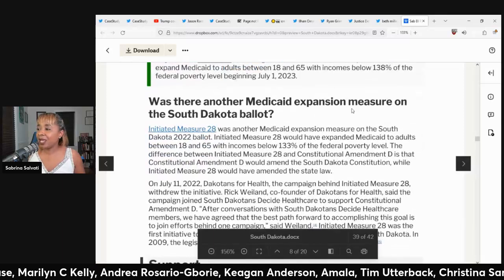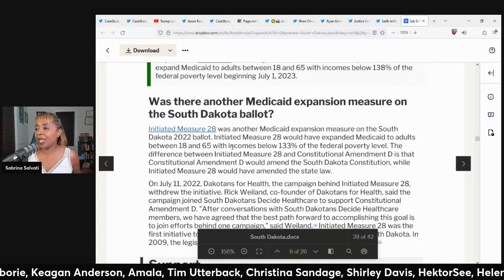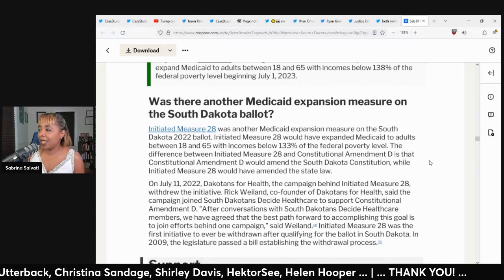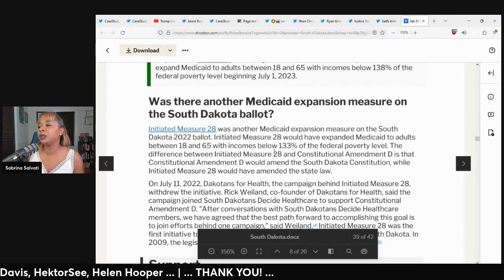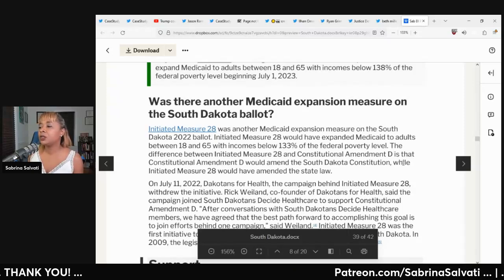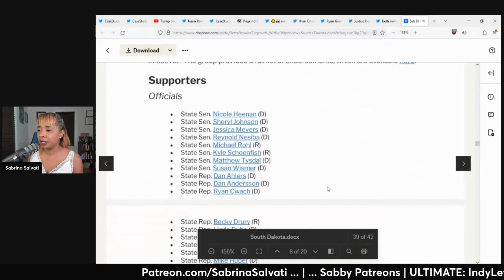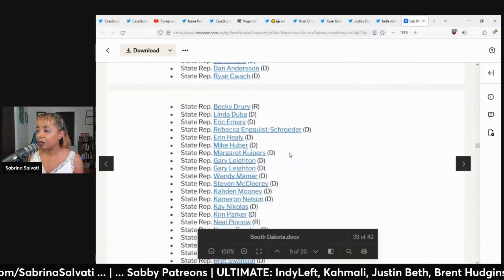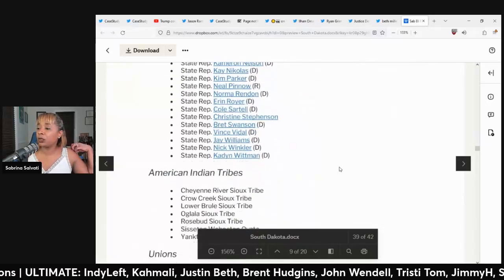Was there another Medicaid expansion measure on the South Dakota ballot? Initiated Measure 28 was another Medicaid expansion measure. Initiated Measure 28 would have expanded Medicaid to adults between 18 and 65 with incomes below 133% of the federal poverty level. So that's the difference between the two. Who supported it? Democrats and 1, 2, 3, 4 Republicans. So some bipartisan support there.